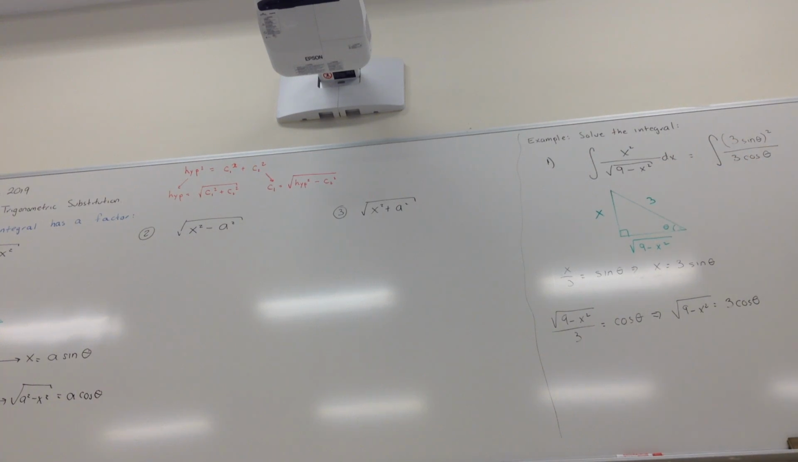Am I missing something? dx. I cannot put dx here because I changed to theta. So how do I get d theta from this information? How do I get d theta? By differentiating what? Yeah, you're right, but what? Aha, this expression. x, dx, 3 sine, 3 cosine of theta.